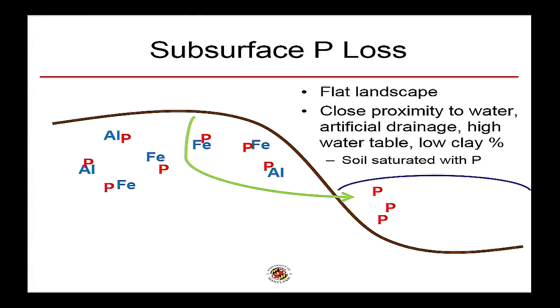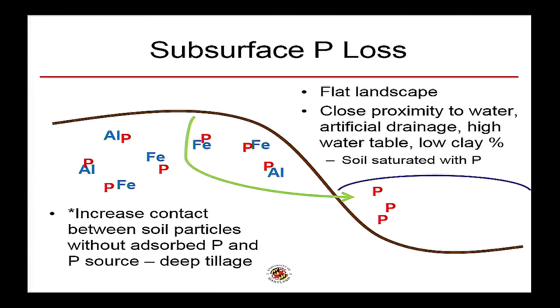So how do we deal with this? Well, again, we can say don't apply any more phosphorus to the surface, but sometimes that's not an option. So we suggest in this situation increasing your contact between the soil particles and your phosphorus source. But sometimes this requires deep tillage, right? You've got to get down to that subsoil where it is not saturated with phosphorus.